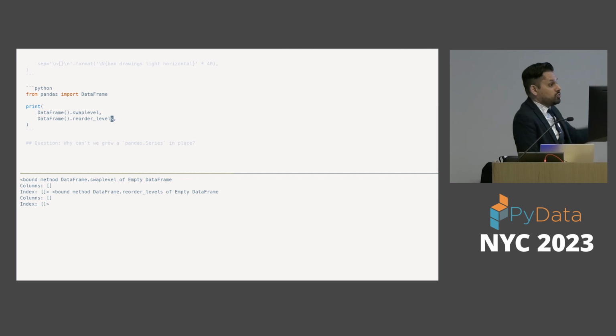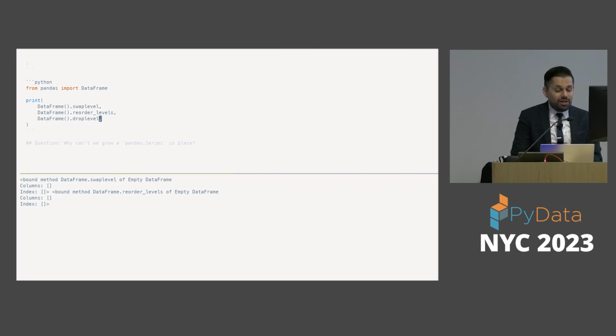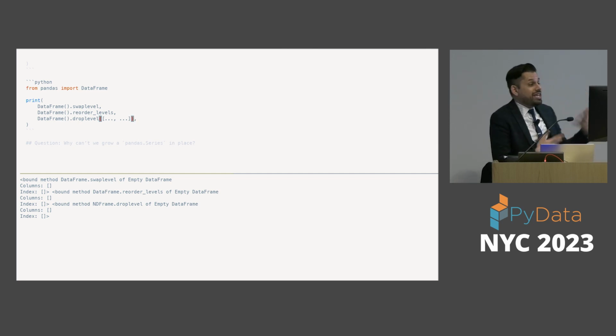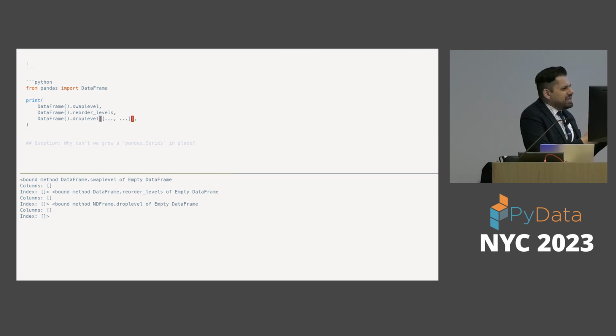And unfortunately, if I can swap levels, I can reorder levels. Who wants to take a bet here? Is it drop level or drop levels? It's probably drop level, but I bet you can pass multiple levels to it, and it works. So this is a drop level, but you can actually drop multiple ones, I bet. I don't know, look at the documentation. But you can't add a level, and you can't set a level. And so there are these little bits and pieces that are missing.